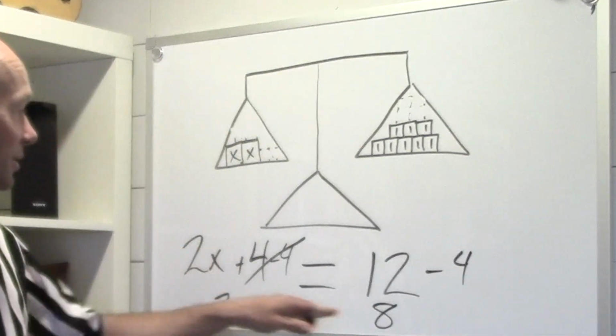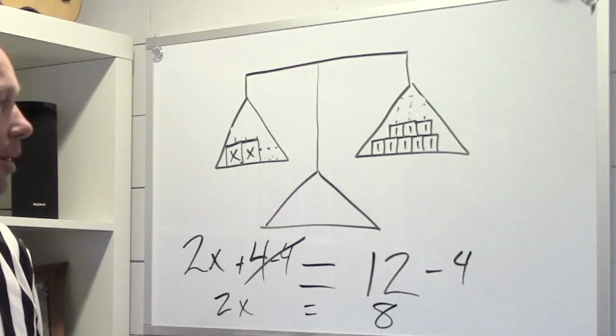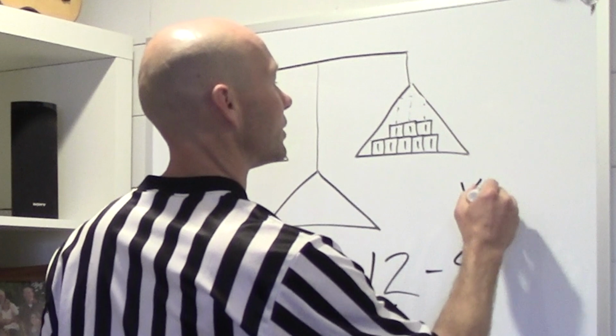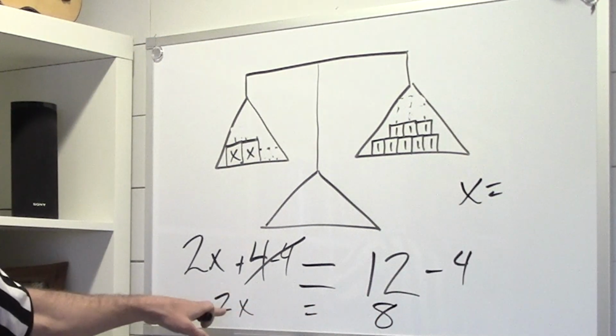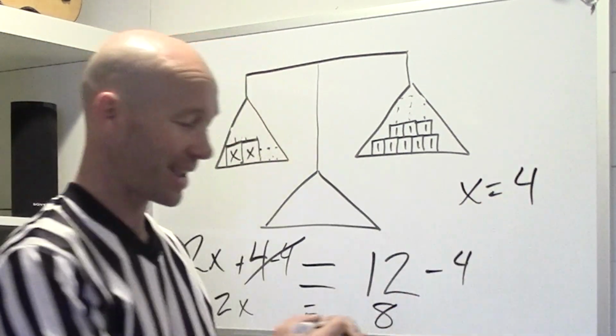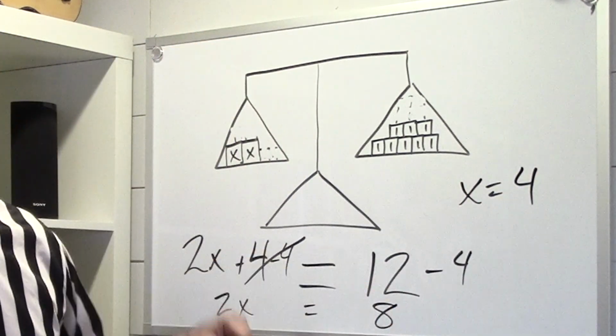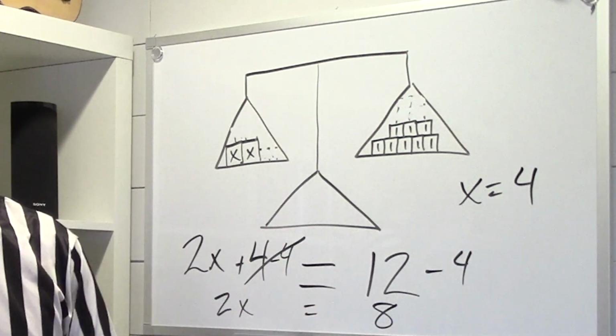Well, if 2x equals 8, then what does x equal? You can go write that down. Think about that. X equals what? Well, if 2x is equal to 8, then 1x is equal to 4. Because 4 plus 4 equals 8. Or 2 times 4 equals 8.